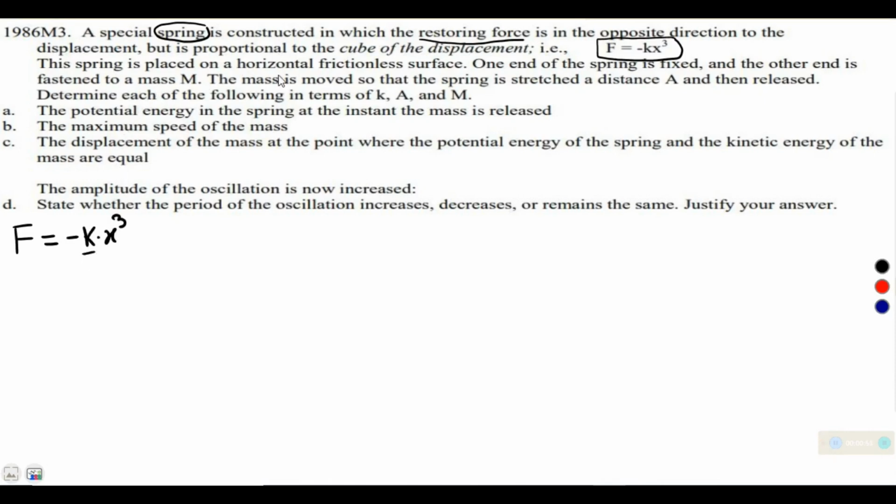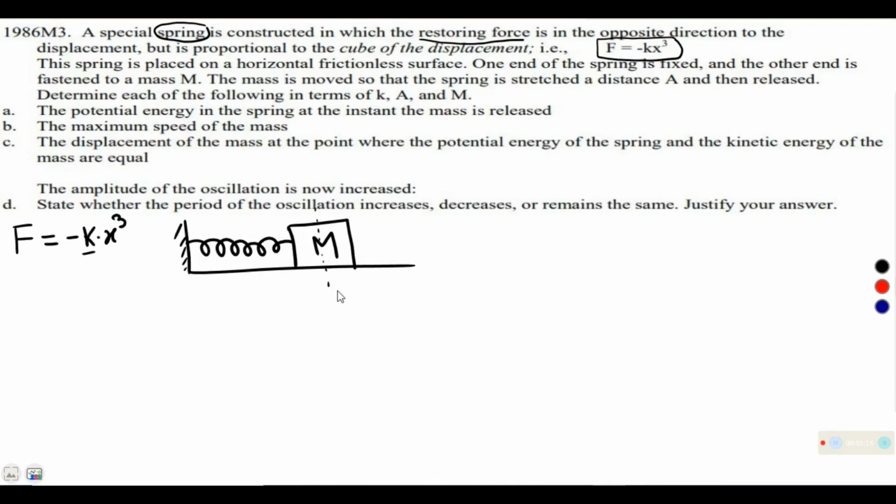The spring is placed on a horizontal surface, and the other end corresponds to mass M. So this spring is attached with another mass having mass M. The mass is moved so that the spring is stretched a distance A.